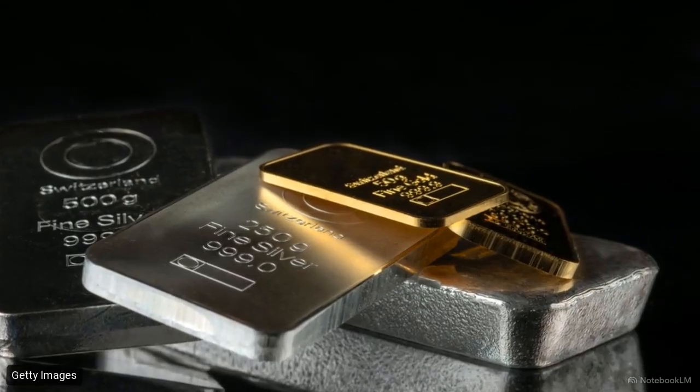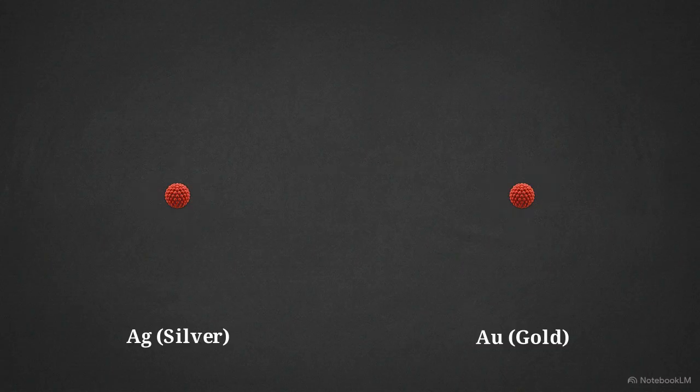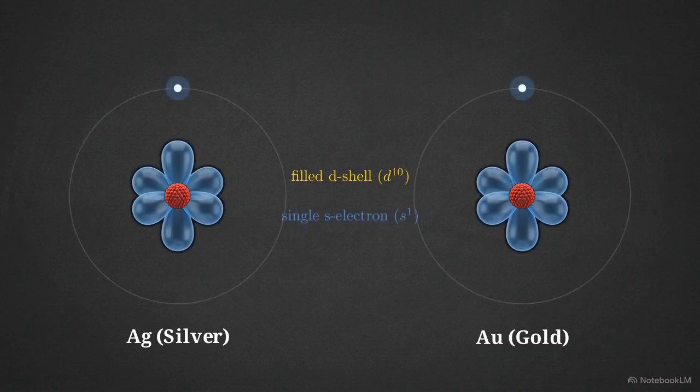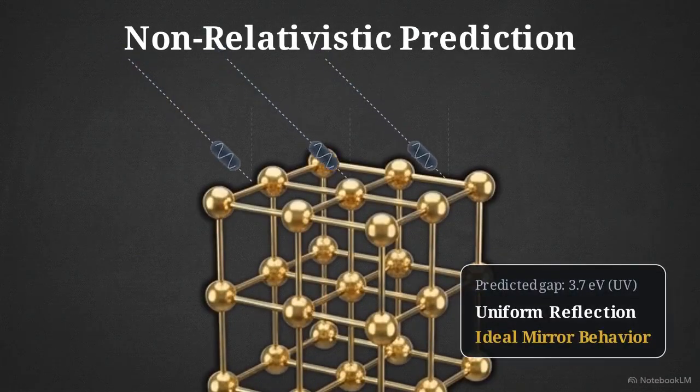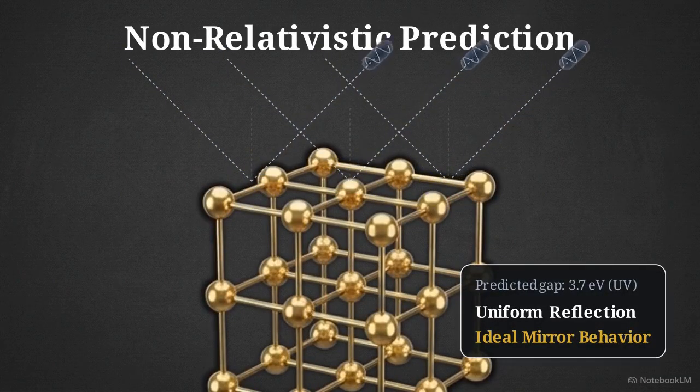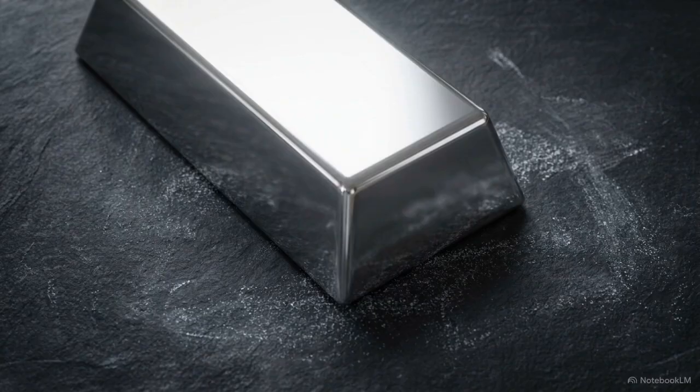Look at gold and silver. Sitting next to each other on the periodic table, these noble metals share nearly identical valence electron configurations, a filled D shell beneath a single S electron. If we apply standard non-relativistic quantum mechanics to model how light interacts with this structure, the equations predict that gold should behave exactly like a heavier, denser version of silver. It should reflect the entire visible spectrum uniformly, presenting a brilliant, featureless white luster.